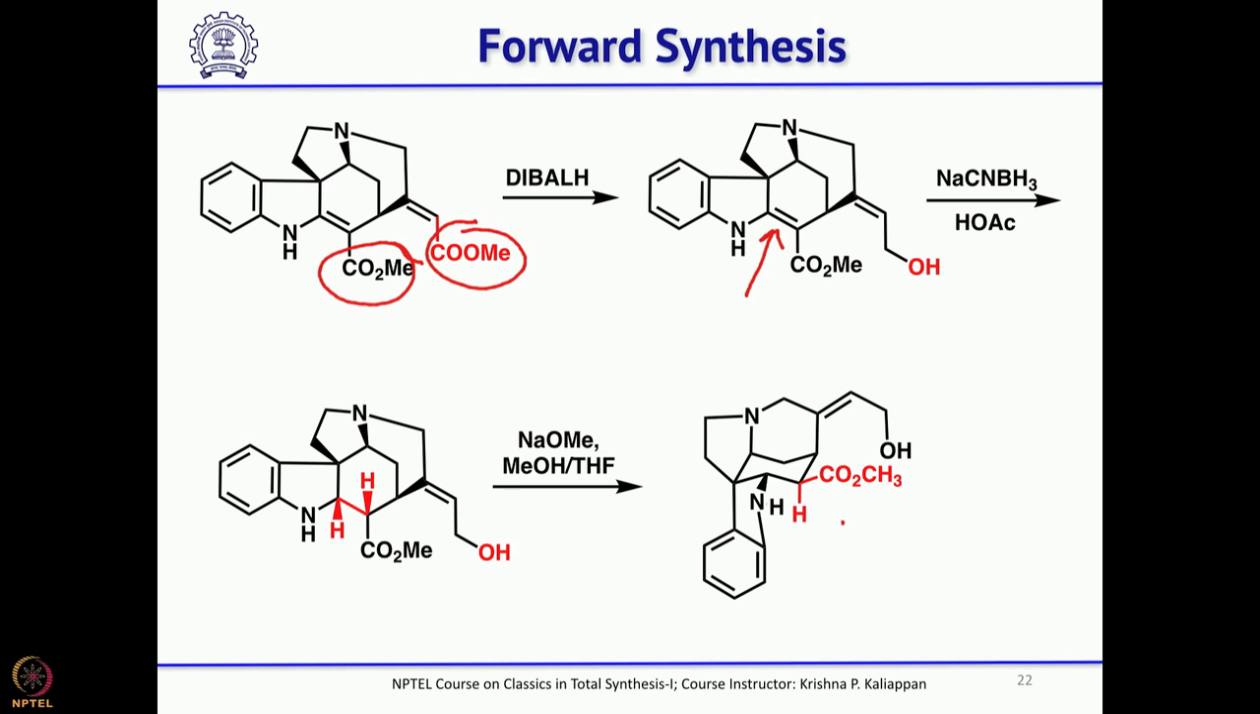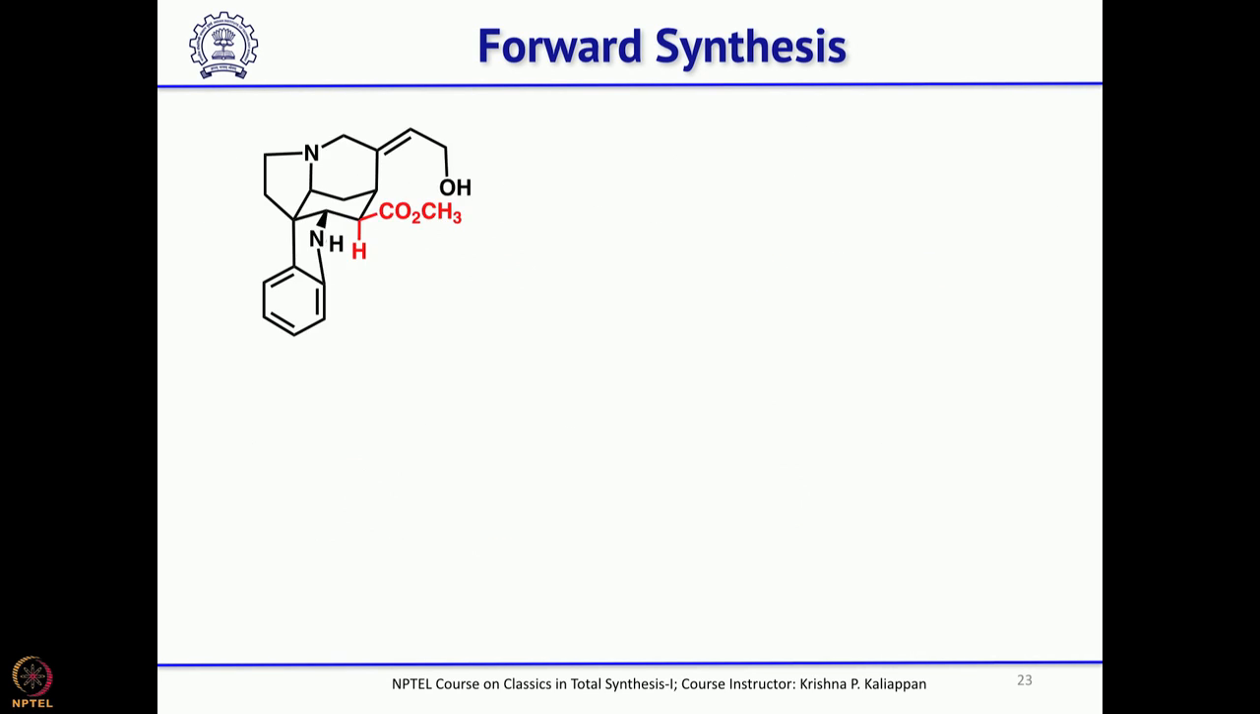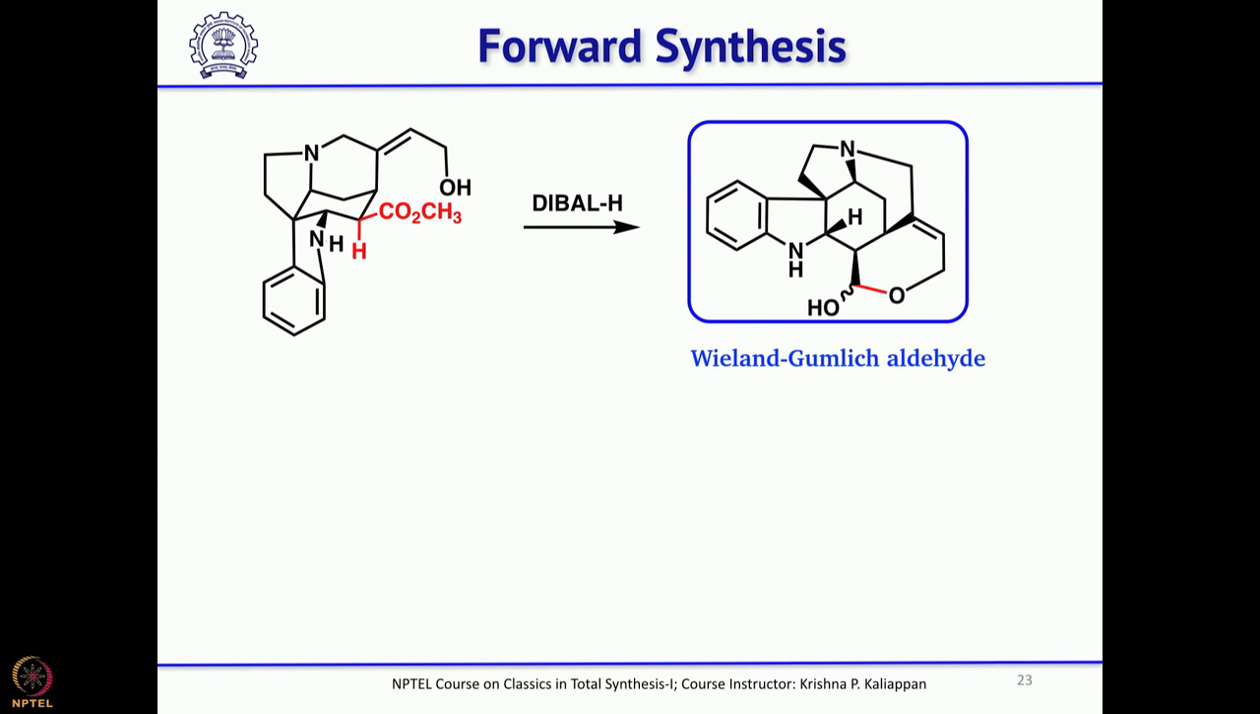So what is happening with sodium ethoxide, methanol? Look at this chiral center. Hydrogen is beta, whereas here it is alpha. So the epimerization takes place to give the alpha hydrogen. Once you have that, DIBAL will convert this ester into aldehyde. As soon as the aldehyde is formed, this alcohol will attack the aldehyde to give Wieland-Gumlich aldehyde.